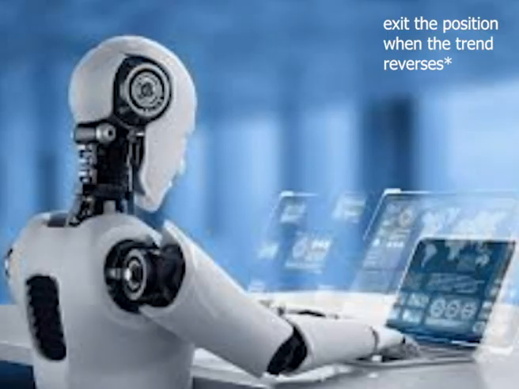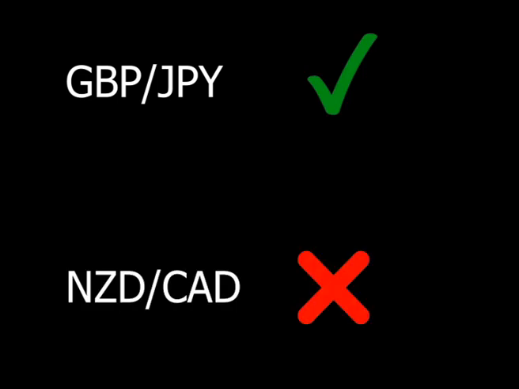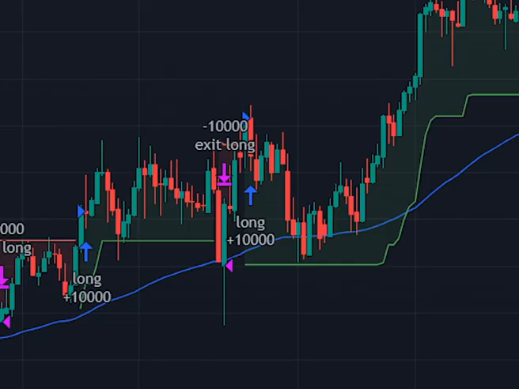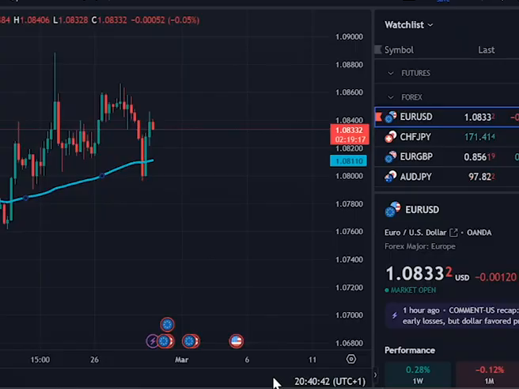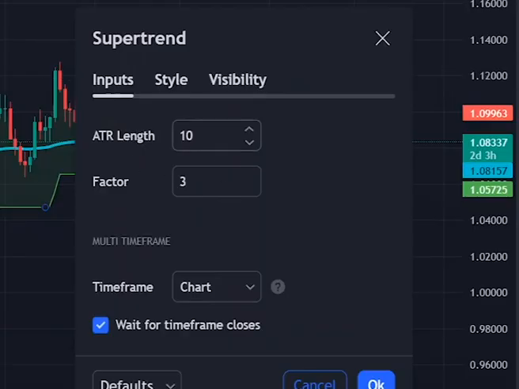Now, it's bot time. This is the code, and let's see if the strategy works. Okay, so it works for some pairs and doesn't for others. I found that the weekly is the best to trade this on, even if you might have to wait for a trade or hold a trade for a month or so. Also, you should use the 86 EMA instead of the 200. Here are the pairs that you can trade this on to be profitable. This is the best one, by the way. You should change the length of the super trend to 27.